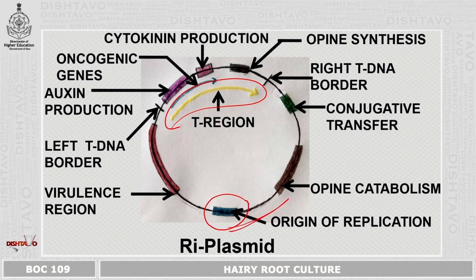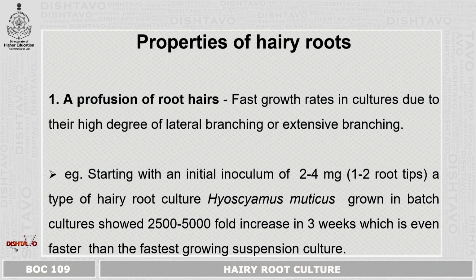There are other very important regions, students, like the virulence region, opine catabolism, opine synthesis, cytokinin production, oncogenes, and auxin. These also are very important. Now, let's see the properties of hairy roots. In a hairy root culture, there is a profusion of root hairs. That means the growth rate in cultures is very fast because there is a very high degree of lateral or extensive branching.